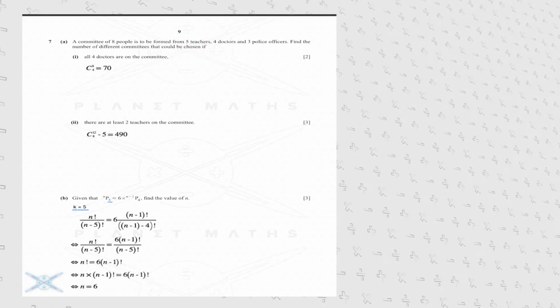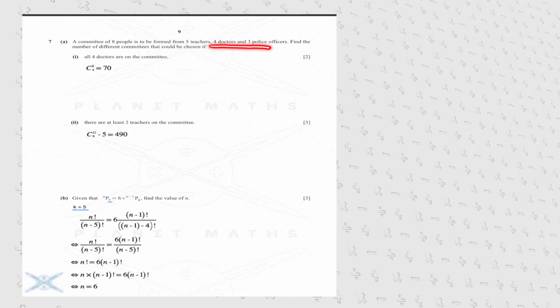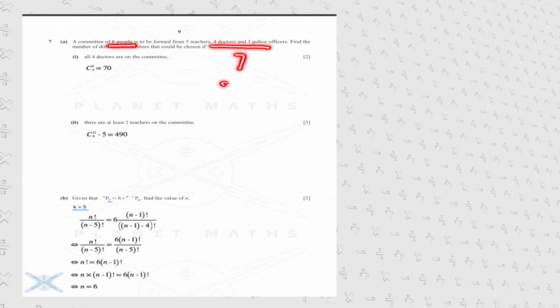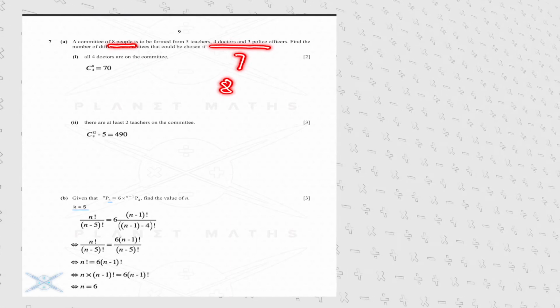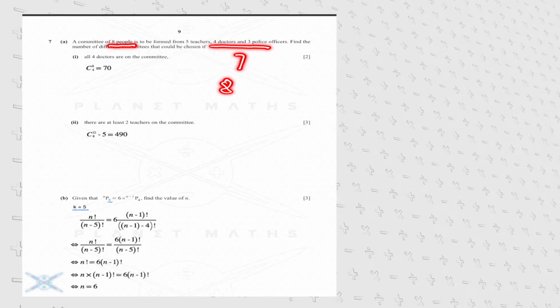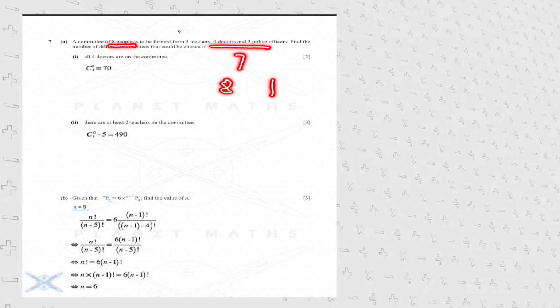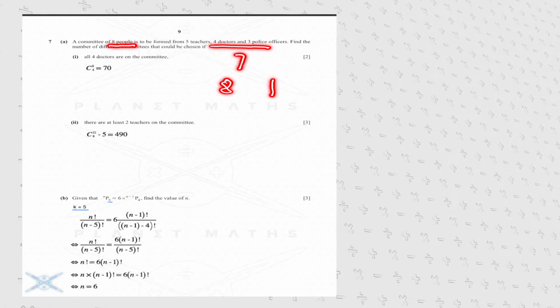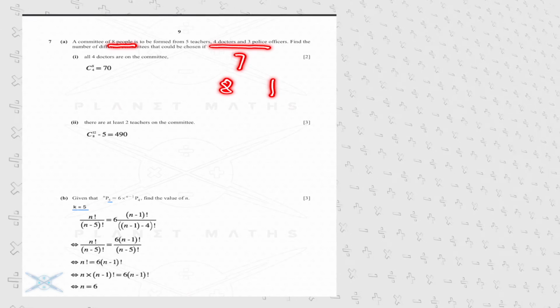The reason for that being that doctors and police officers combined only make for 7 persons, but the committee consists of 8 people. This means that by design there is always automatically at least 1 teacher on the committee, never 0. This is why we don't have to calculate the likelihood for 0 teachers to be on the committee, since this option does not exist.